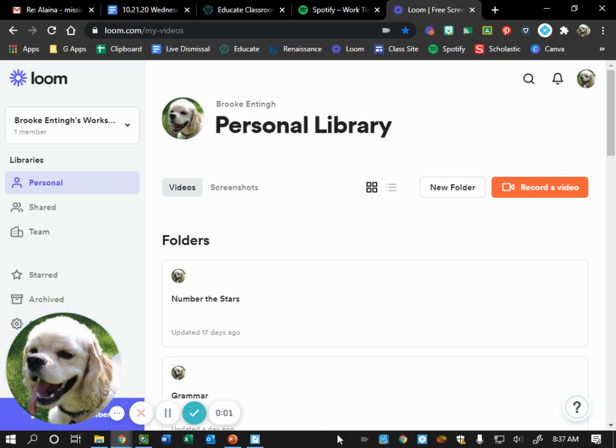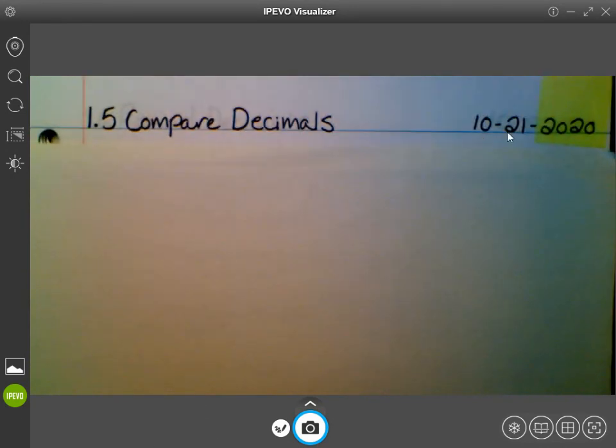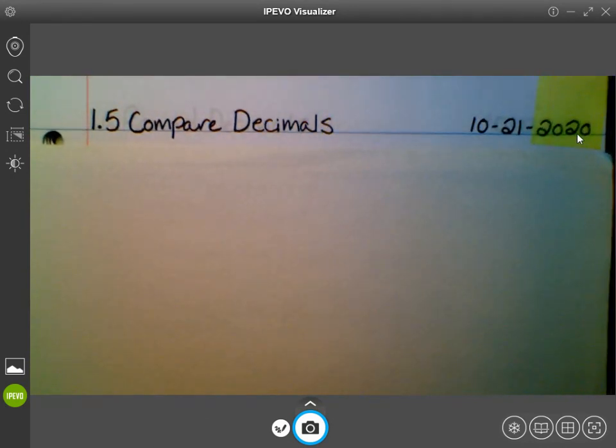Our math notebooks, and we are ready to take math notes today. So today we are labeling the top of our page 1.5 compare decimals. And we're writing today's date, which is 10/21/2020.